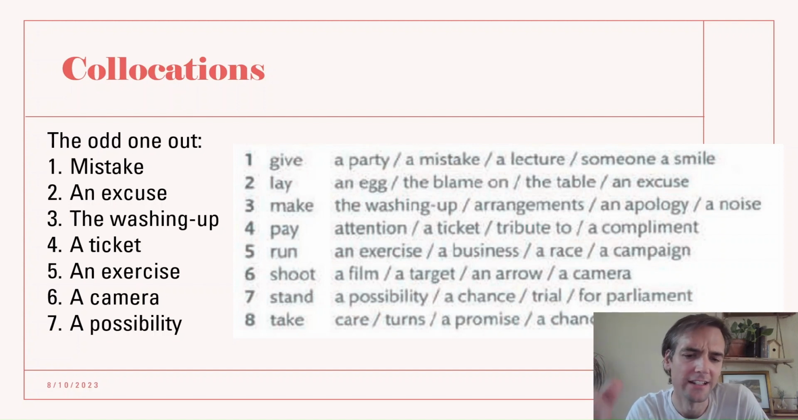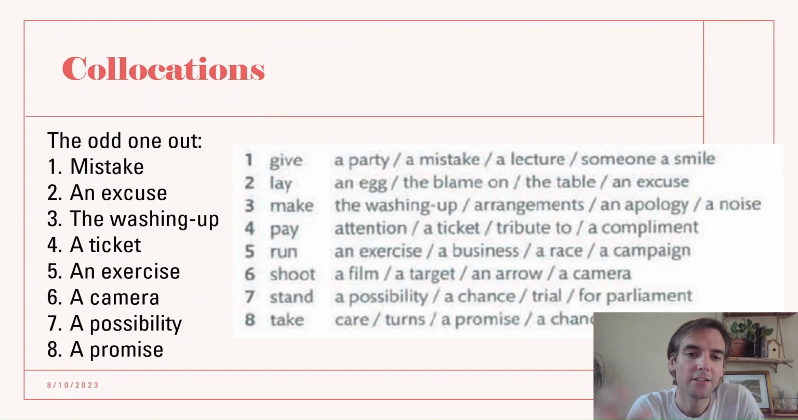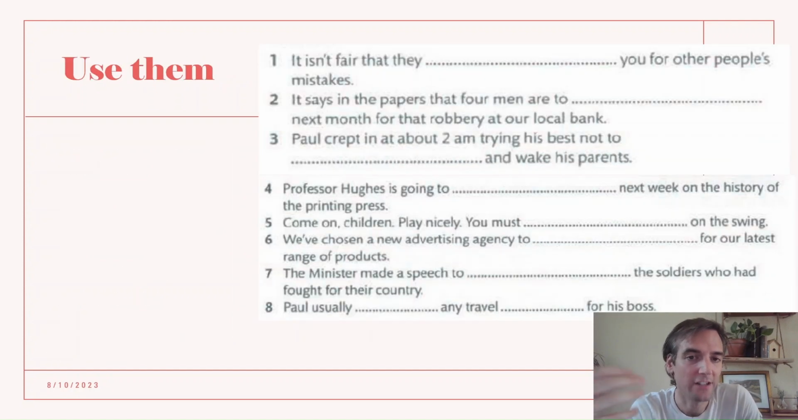And finally, a bit of an easy one. You take care of someone, take turns, take a chance on me. Honey, I'm still free. But you can't take a promise. You can make a promise. Okay, so there's lots of nice collocations. I've explained them a bit. Have you understood? Can you use them?